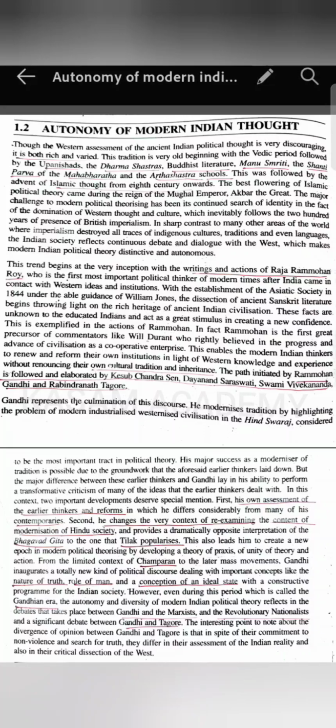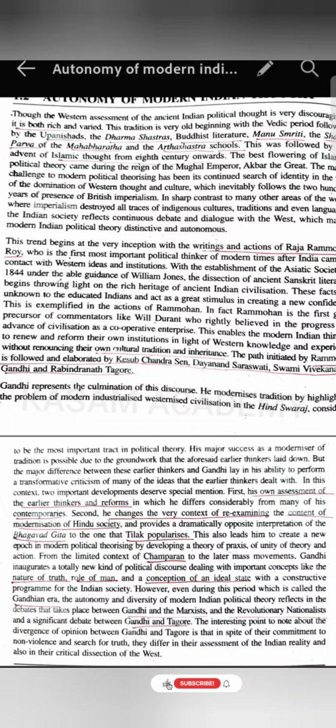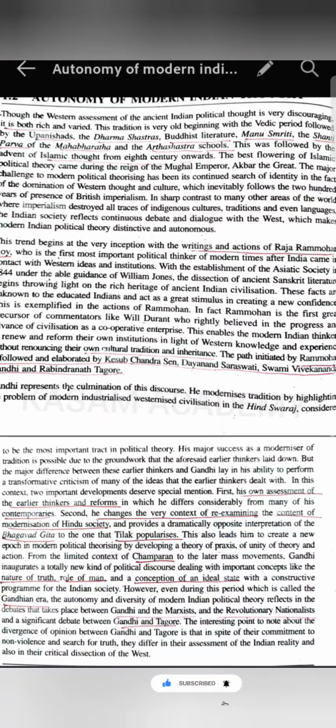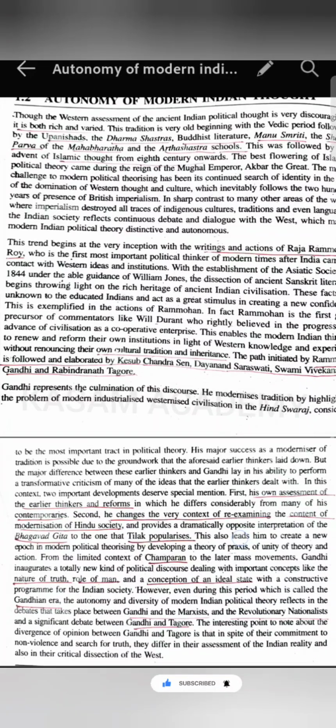Gandhi represents the accumulation of this discourse. He modernizes tradition by highlighting the problems of modern industrialized, westernized civilization in the Hind Swaraj, considered to be the most important act in political theory. His major success as a modernizer of tradition is possible due to the groundwork that the aforesaid earlier thinkers laid down.